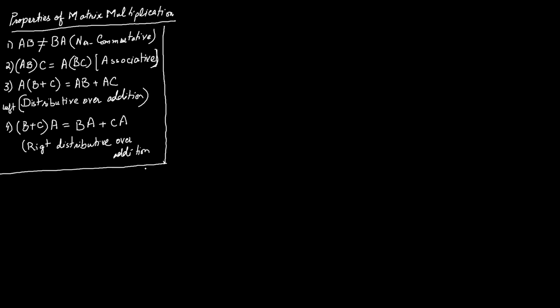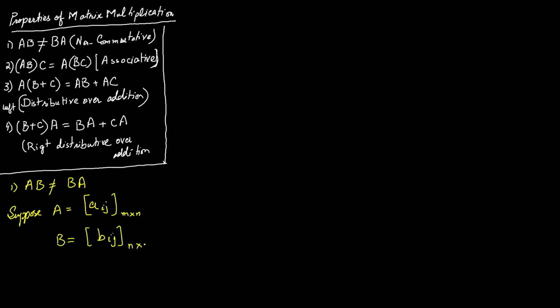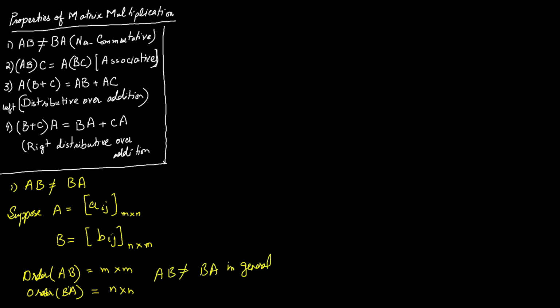Proving first property is straightforward. In fact, we have already proven the first property. We have already shown a counter example that matrix multiplication is non-commutative. It is also obvious that when both AB and BA are compatible for matrix multiplication, that is the order of A is m cross n and the order of B is n cross m, the order of the resultant matrix AB is m cross m, whereas the order of BA is n cross n. Since the order of the two matrices are different, the matrices are also different. So, matrix multiplication is not commutative.